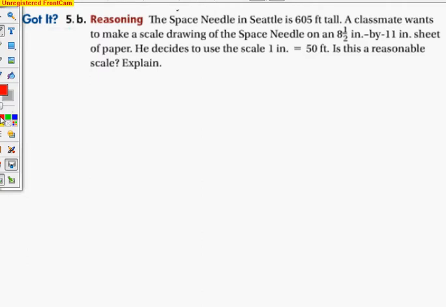Okay, first thing I do is draw a picture, because I like to draw pictures. The Space Needle, I think, looks something like this. Whatever, that's my Space Needle. And this is 605 feet tall. And we want to fit this on an 8.5 inch by 11 inch sheet of paper. And they're going to use a scale of 1 inch equals 50 feet. And the question is, is this a reasonable scale drawing?